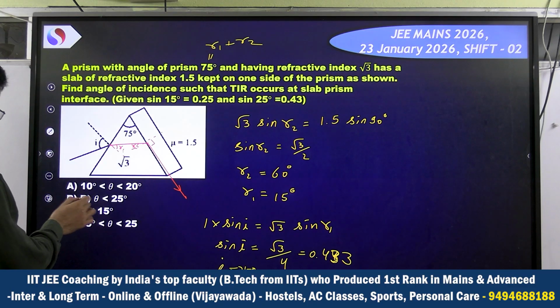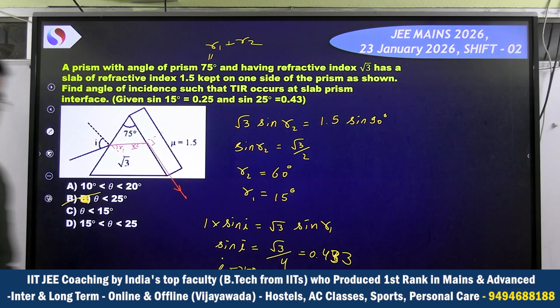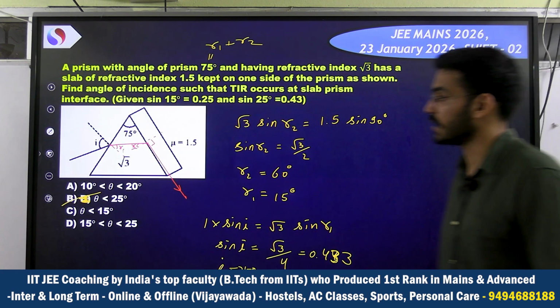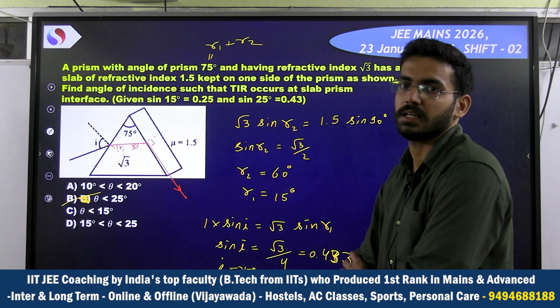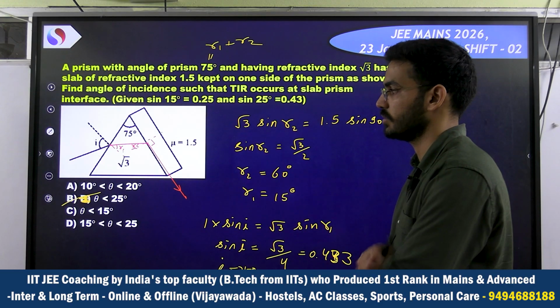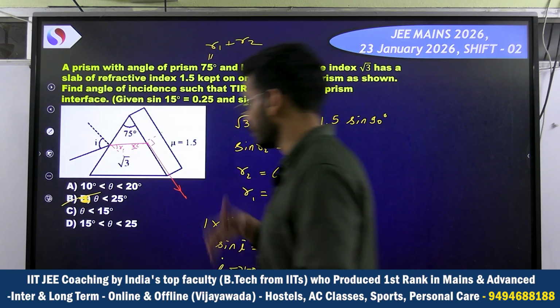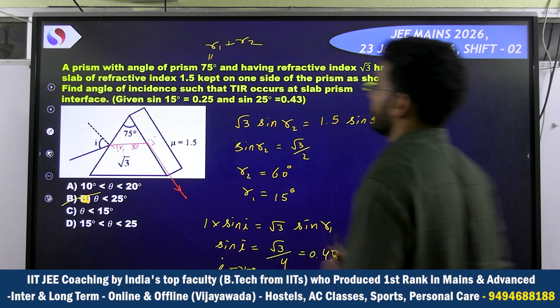So here he typed it mistakenly there. Theta should be less than 25 degree, then TIR will occur. Because if you keep I less, then your R1 will be less, so R2 will be bigger than the critical angle and TIR will happen. That's why theta is considered less than 25, any value less than 25. That's why the most suitable option is the B option. Got the point? Okay. Next.